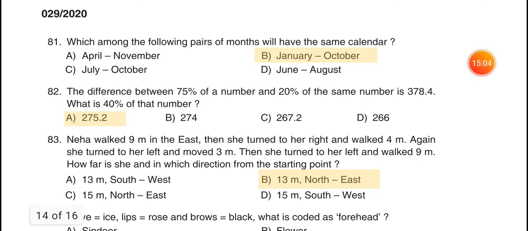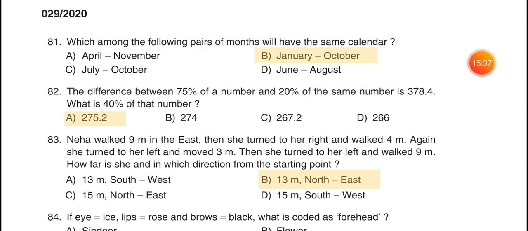81. Which among the following pairs of months will have the same calendar? Option B, January and October. 82. The difference between 75% of a number and 20% of the same number is 378.4. What is 40% of that number? A is the right answer, 275.2.